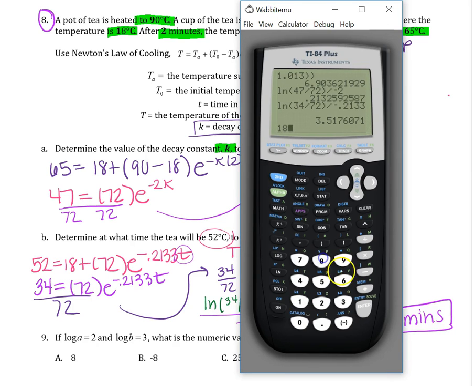Okay, so is 18 plus 72 times e to the negative 0.2133 times, I'll go grab that 3.5 number. Oops, nope, I guess it won't let me grab it. All right, so 3.51776071. Just double checking here. If I hit enter, because all I did was plug in about 3.5, the unrounded answer, for t I should get 52.